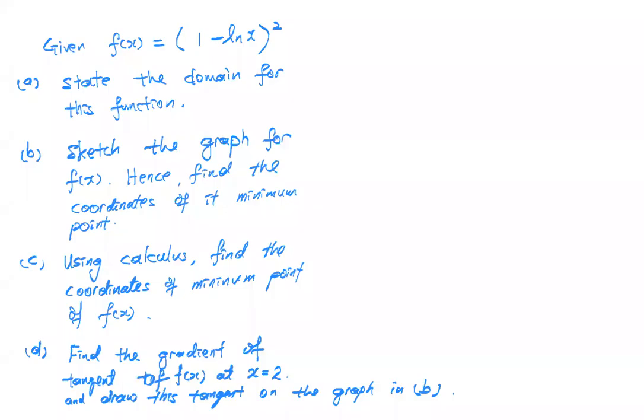Okay, part A, there is a ln, correct? So you have to say x must be greater than 0. So therefore, the domain is x, x is a member of the real numbers, and x must be greater than 0. Done.